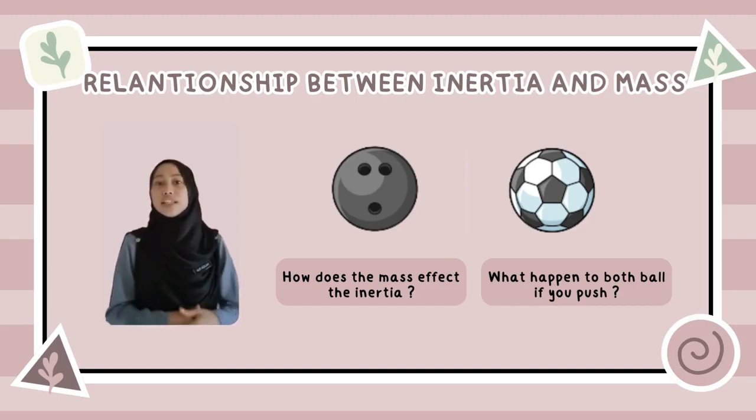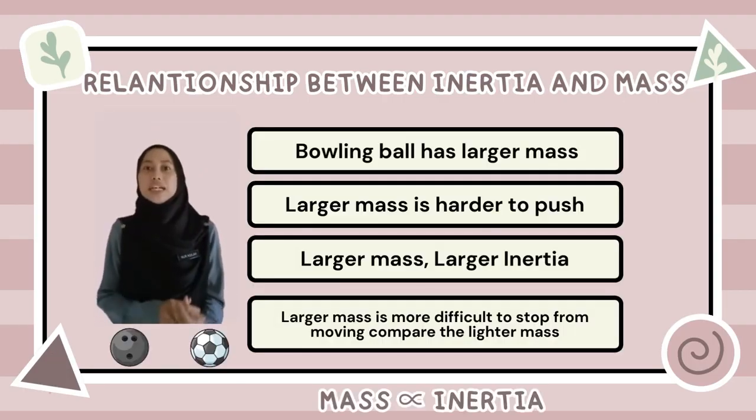Now let's take a look at the factor that affects inertia. From this picture, what happens to both balls if you push? How does the mass affect the inertia? Very simple. A bowling ball has a larger mass compared to a small ball. Larger mass is harder to push. When the mass is larger, the inertia is also larger. The larger mass is more difficult to stop from moving compared to the lighter mass. Therefore, the relationship between mass and inertia is that mass is directly proportional to inertia.